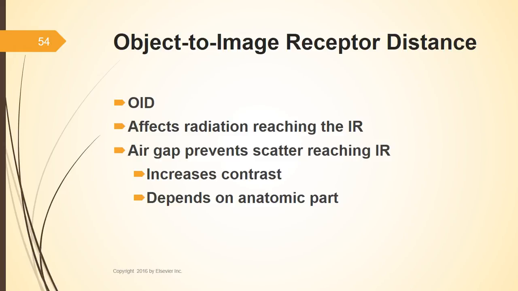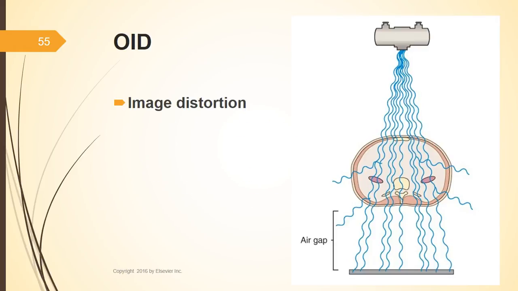For anatomic areas that produce a high percentage of scatter, there's less OID needed. So it depends on how far away the object is from your IR and the anatomic part. Here's an example. This is a cross-section of a person. We're looking at their abdomen. There's the sternum, lumbar spine, the two kidneys again.